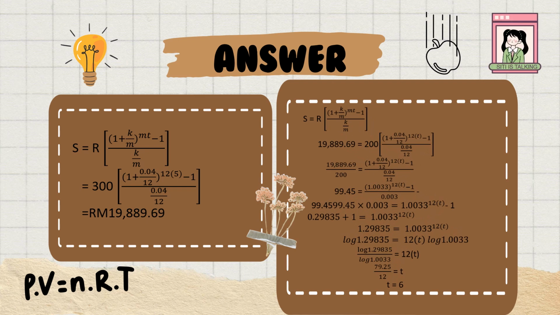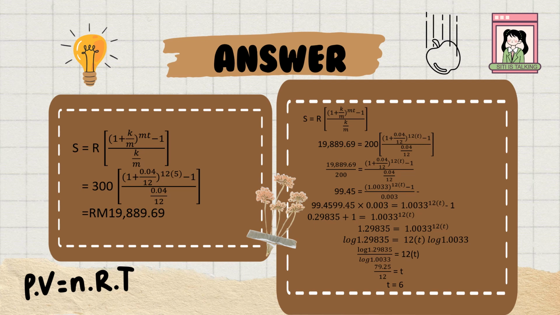Firstly, we had to calculate the future value of an annuity. The formula is S, which stands for future value, equals R, which stands for the amount of periodic payment, multiply open bracket 1 plus K over M. K stands for interest rate and M stands for number of compounding periods. Close the bracket and to the power of M multiply T. T stands for years, then deduct the answer with 1 and divide by K over M.